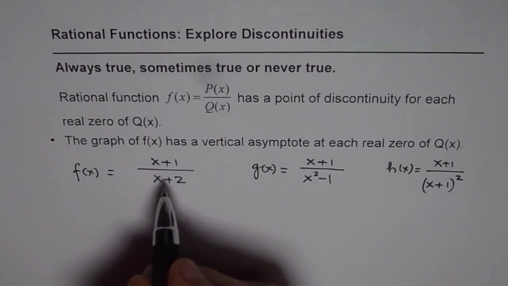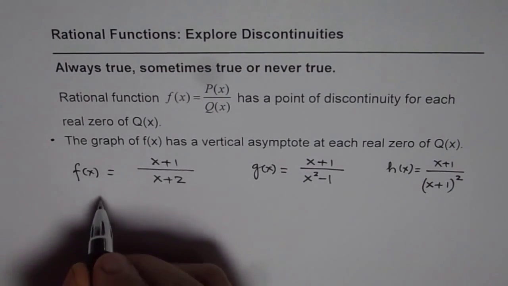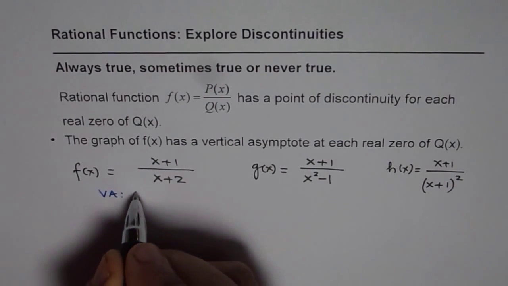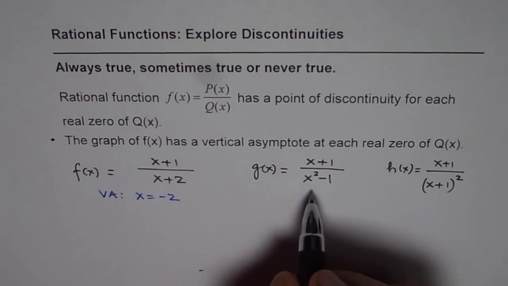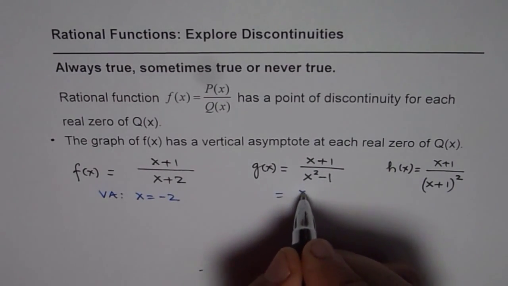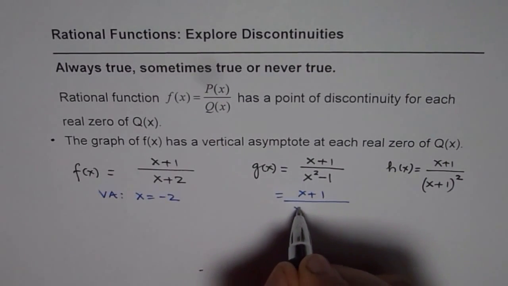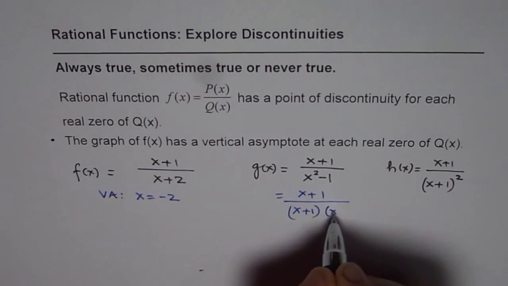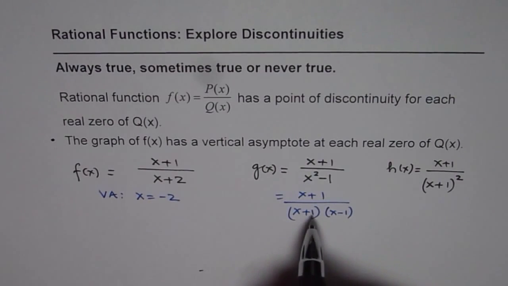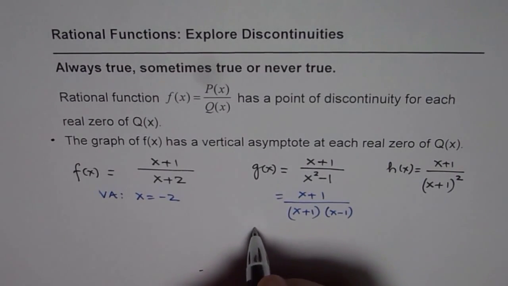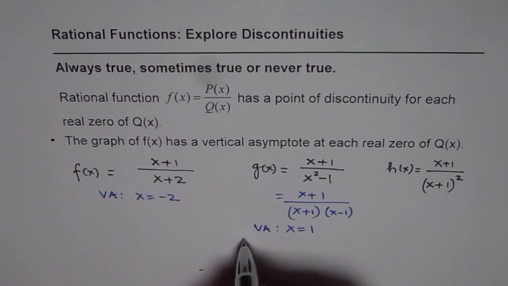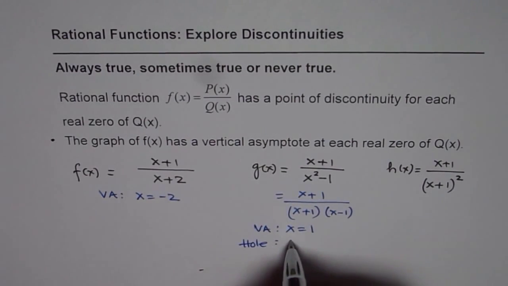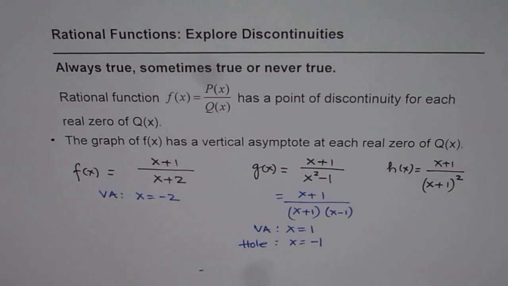In the first case, q of x is the denominator, so we do have a vertical asymptote at x equals minus 2. In the second case, we can actually write this as x plus 1 over x plus 1 times x minus 1. We have two discontinuities here. So we have a vertical asymptote at x equals 1, but we have a hole at x equals minus 1, since these common factors cancel out.